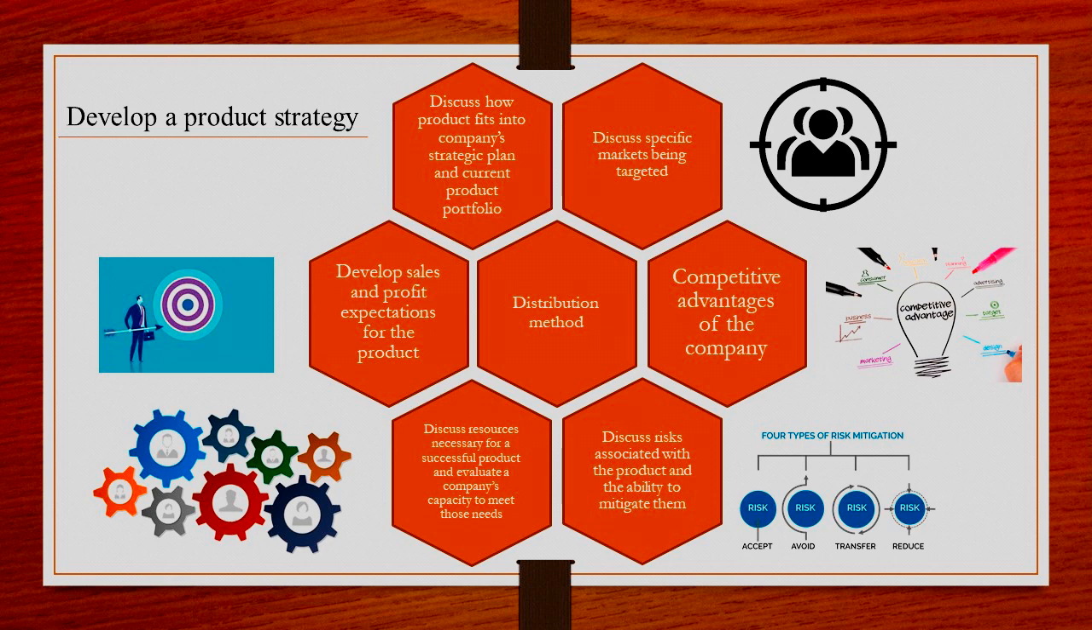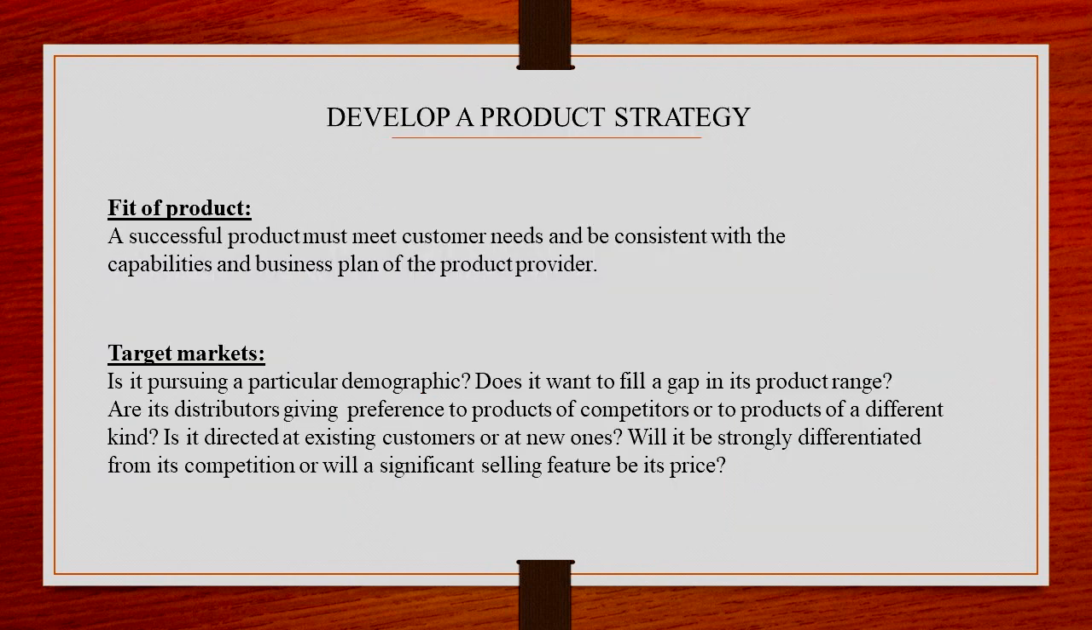Distribution method. Competitive advantages of the company. Discuss resources necessary for a successful product and evaluate a company's capacity to meet those needs. Discuss risks associated with the product and the ability to mitigate them. Fit of product. A successful product must meet customer needs and be consistent with the capabilities and business plan of the product provider.